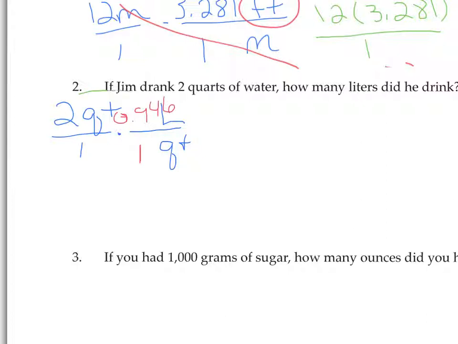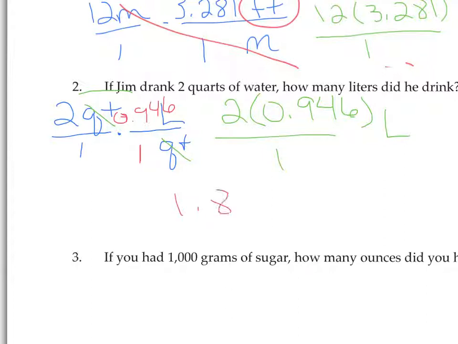So multiply across the top after you cancel these quarts. You have 2 times 0.946 over 1, and the units left are liters. So you just have multiplication across the top. When you do 2 times 0.946, you get 1.892 liters.